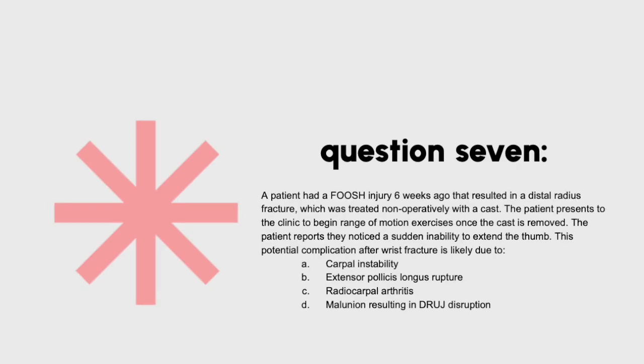Question 7. A patient had a FOOSH injury 6 weeks ago that resulted in a distal radius fracture, which was treated non-operatively with a cast. The patient presents to the clinic to begin range of motion exercises once the cast is removed. The patient reports they noticed a sudden inability to extend the thumb. This potential complication after wrist fracture is likely due to A. Carpal instability. B. Extensor pollicis longus rupture. C. Radiocarpal arthritis. D. Malunion resulting in DRUJ disruption.